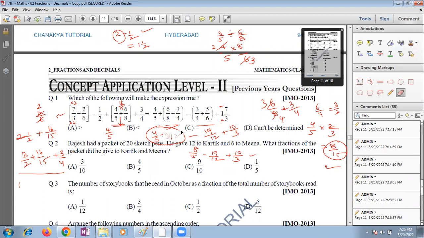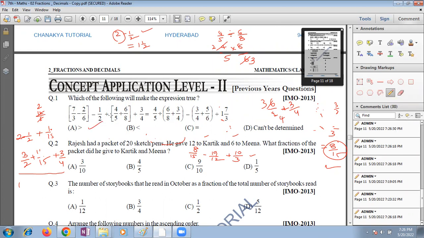Let me erase some part so that you can see. Which symbol, less than, greater than, equal to, or can't be defined? Which symbol should I keep here? What is the option? A, greater than. Left hand side is greater than the right part. Very good. Option A was correct. So this complete process you can do in 1 minute.